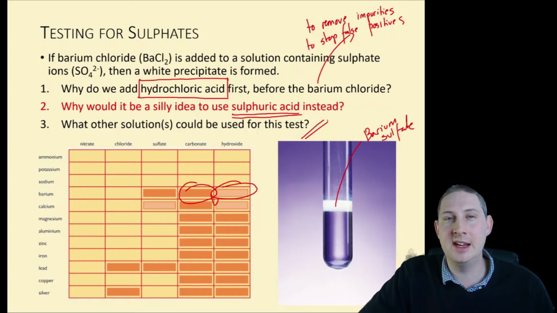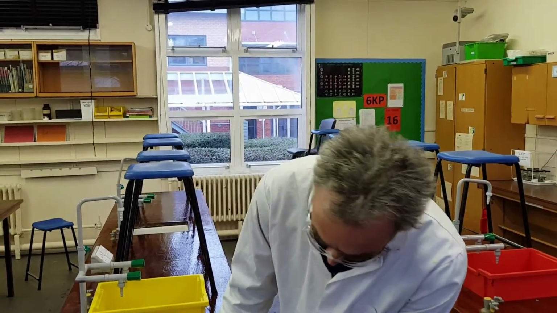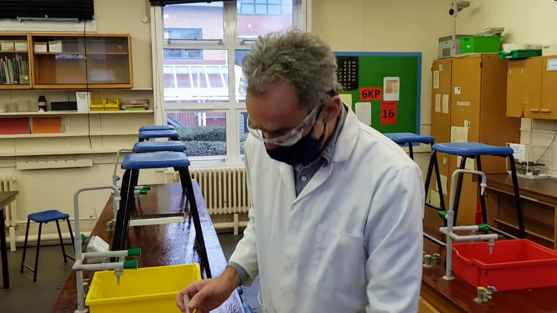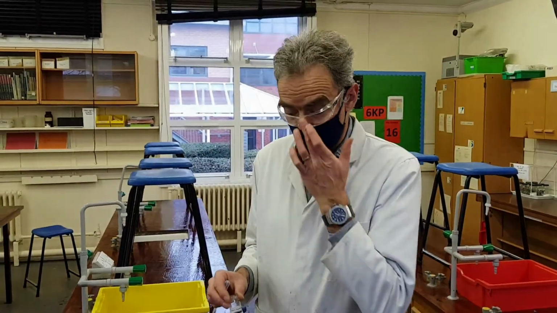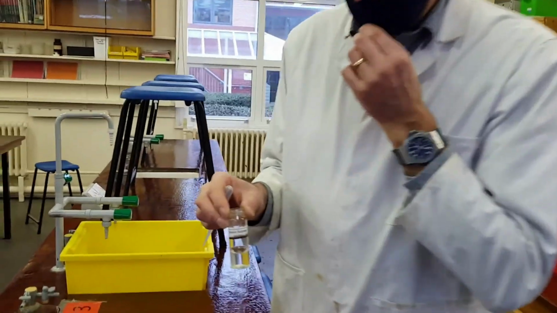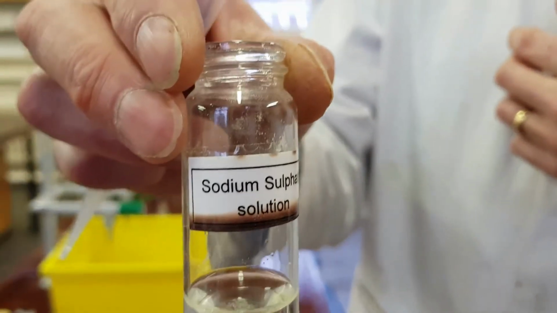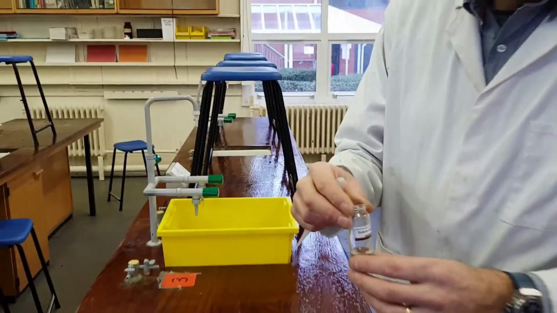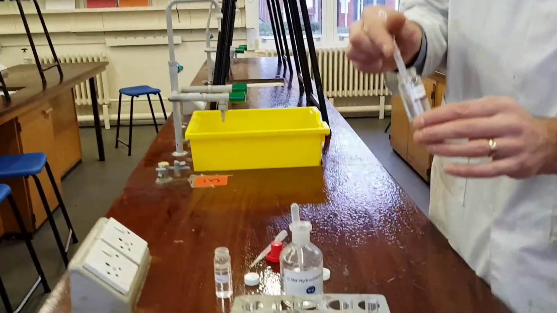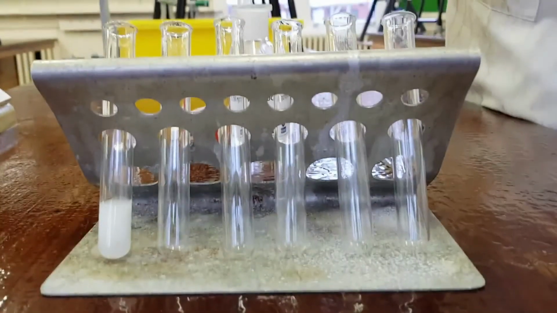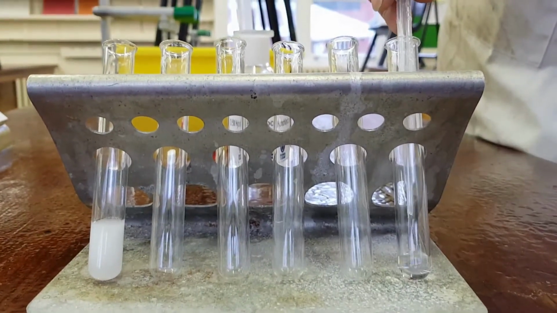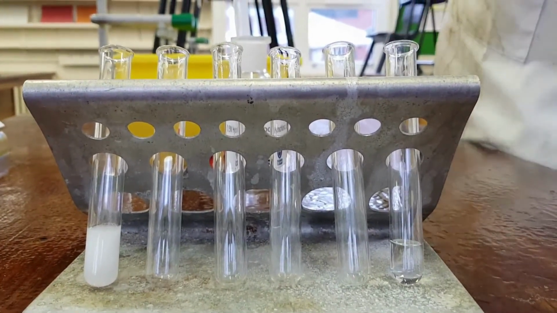And here is Mr. Reeves doing the sulfate test. We're going to demonstrate the test for sulfates at the moment, and we're going to be doing this test on sodium sulfate solution. Try saying that many times. So we're going to put a small amount of sodium sulfate solution into a test tube. It doesn't have to be a huge amount.